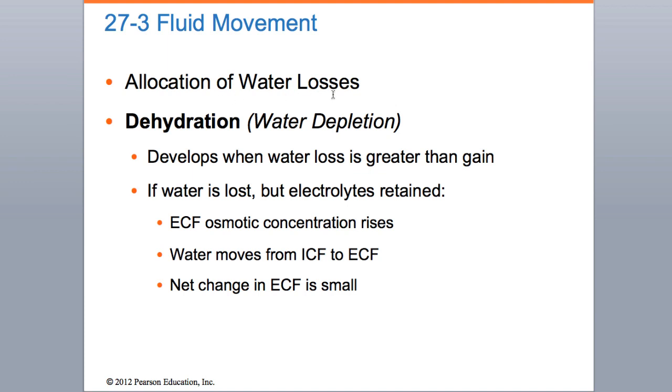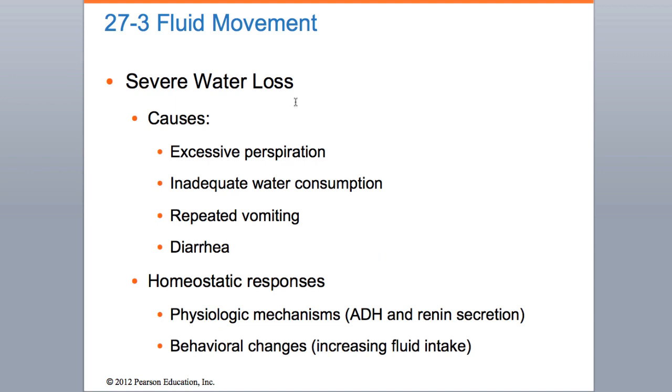Allocation for water loss. Okay. Dehydration. The last slide I showed you about the banking thing, that's exactly what we're doing here. Look what it says. If water is lost, but electrolytes must be retained. So our object of the game is to minimize the water loss, but still retain some electrolytes. Okay. So we have to be very careful. That's the dehydration story. Severe water loss. This by now should make sense to you.